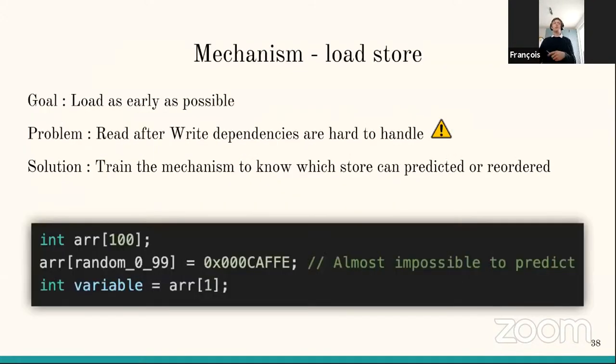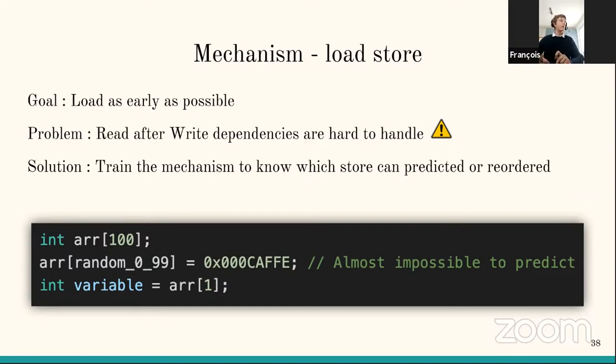So let's have a look at load and store. Of course, the goal is to load and store data as early as possible, but the read after write dependencies are hard to handle. The solution, as I said before, is to train the mechanism. Again, here we can train the mechanism to know if we should reorder and have a safer schedule or if we can try to predict.